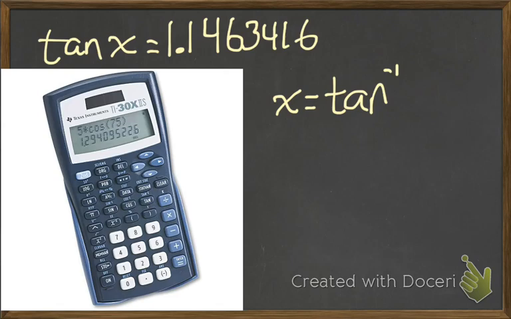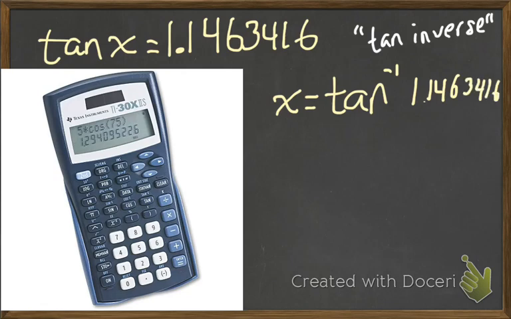This is not tan to the negative 1. This is pronounced tan inverse, or inverse tan. Okay, it could be pronounced inverse tan as well, but tan inverse of this number, 1.1463416. Okay, again, I want to keep all the decimals. It's a pain, don't be lazy though. It's a pain to write the decimals, but it's only 2 seconds out of your life. Okay, it's not a big deal. Now, how do we do this on the calculator? This solves for my angle measure, right? It solves for my angle measure.